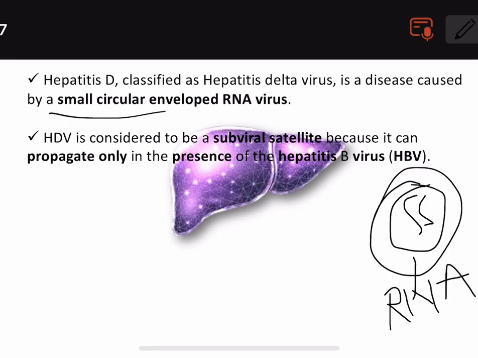The hepatitis D virus is considered to be a subviral satellite because it can propagate only in the presence of HBV. A subviral satellite means a small dependent viral particle which depends on a helper virus for its replication. It wants a helper virus that can provide some help for it to replicate. Here, the hepatitis D is a subviral satellite which is depending upon the hepatitis B for its replication.